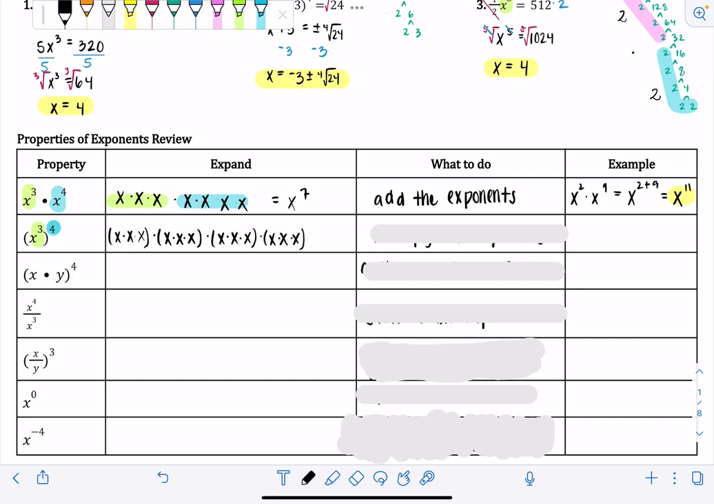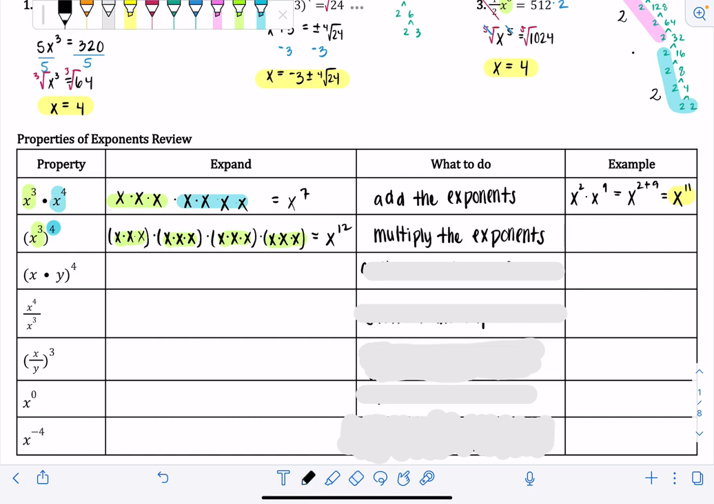So I have x cubed 1, 2, 3, 4 times, and then all together that gives me 12 x's, so that would be x to the 12th power. So the shortcut for that one is to multiply the exponents. So when you have a power raised to another exponent, you just multiply their exponents together instead of having to expand it.